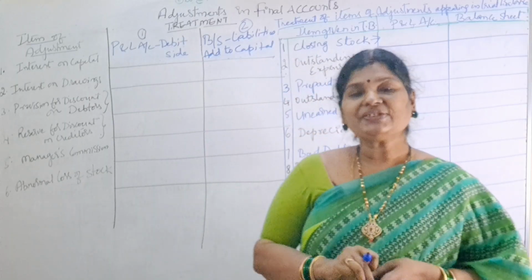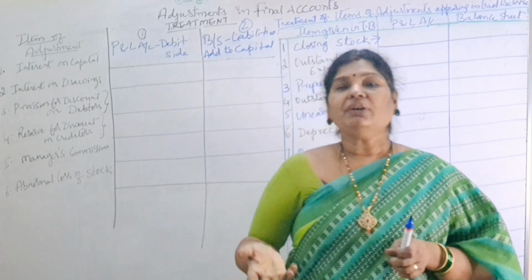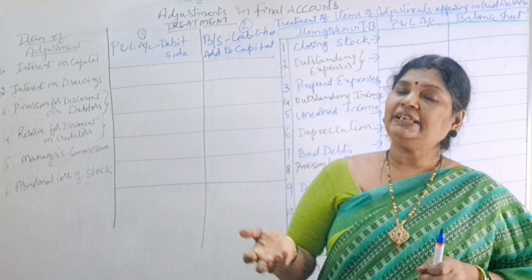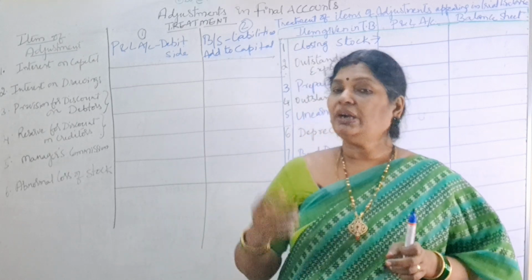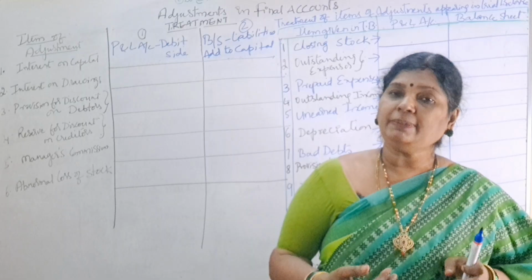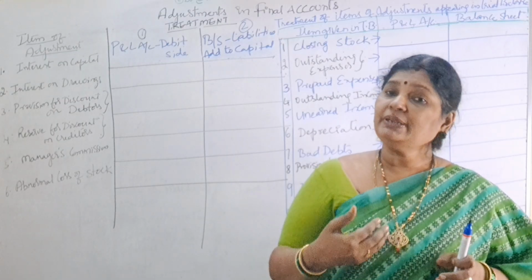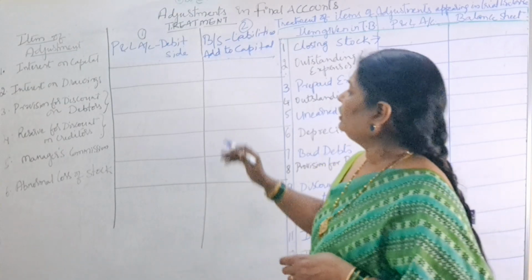Now the second one, interest on drawings. What will you do with interest on drawings? Drawings means the amount the proprietor is withdrawing from the business. He is taking it as a loan. So what do we have to do? We have to collect interest from him. So that is our income, our business income.